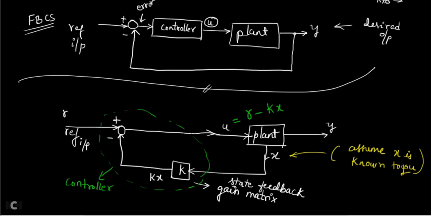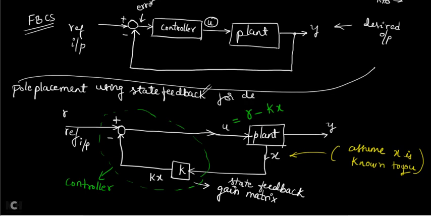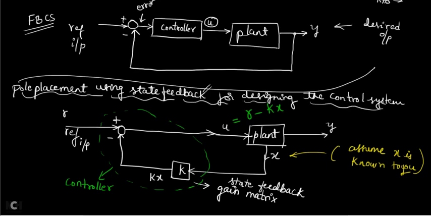So this is the method we need to use, and this method is called pole placement. Which feedback are you using? State feedback. For what are we using this block diagram? For designing the control system, that means to make the control system a stable control system. So this block diagram we call pole placement using state feedback for designing of the control system.